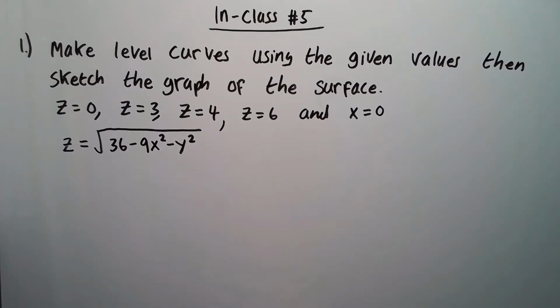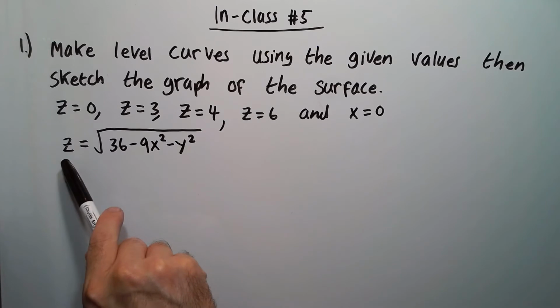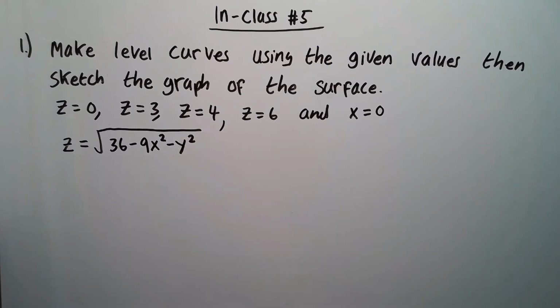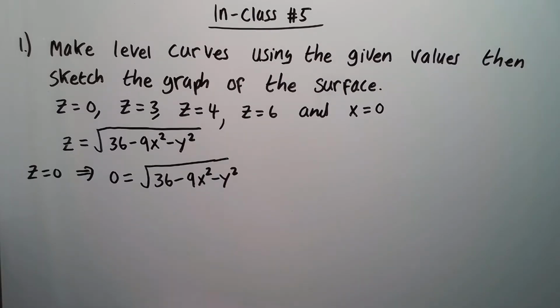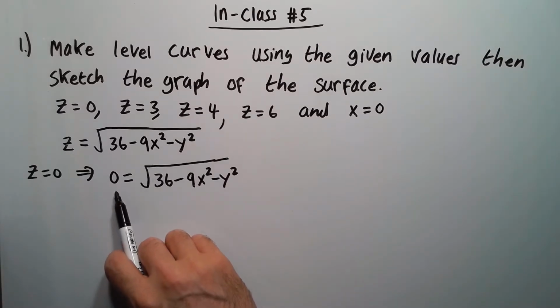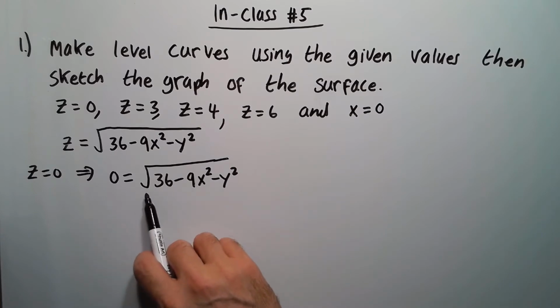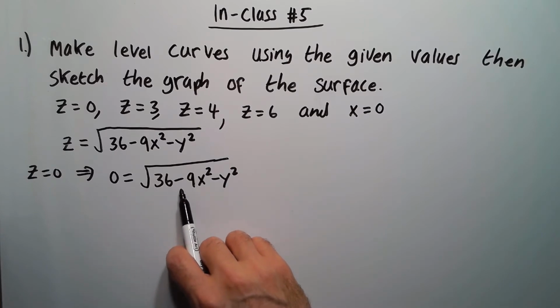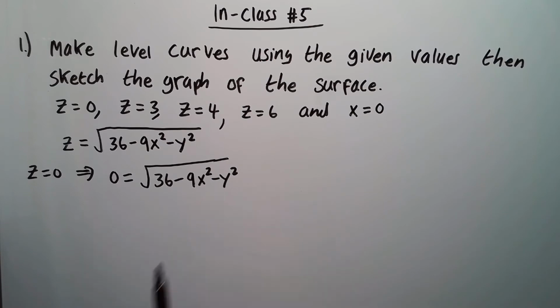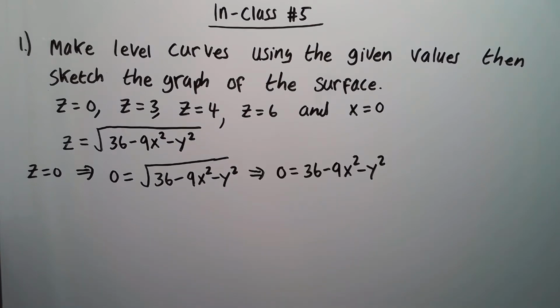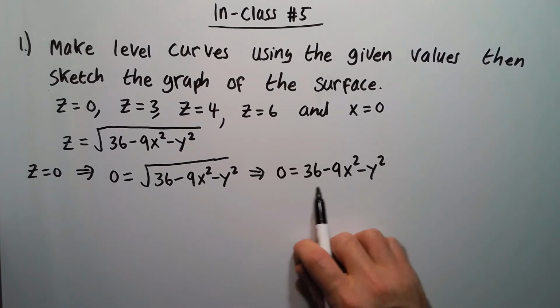Okay, so let's do z equals 0 first. We'll put 0 in place of z here. So putting 0 in place of z, let's square both sides now. When you square both sides, then you'll have 0 equals 36 minus 9x squared minus y squared. So squaring both sides, we get this.